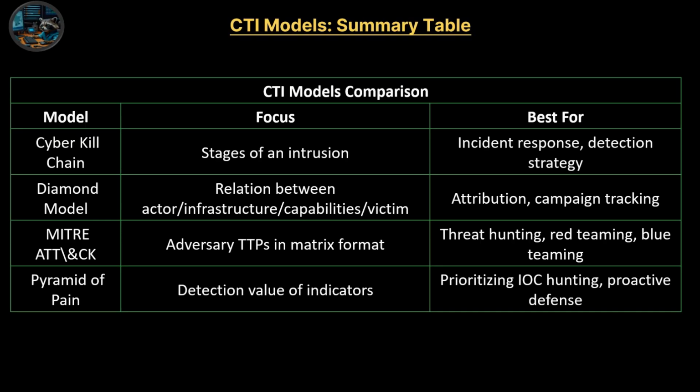So, summary, CTI model comparison. The Cyber Kill Chain focuses on the stages of intrusion, best for incident response, detection and strategy. The Diamond Model gives the relationship between the threat actor, infrastructure, capabilities, and victim, which is best for attribution and campaign tracking. The MITRE ATT&CK framework focuses on adversary TTPs in matrix format, best for threat hunting, red teaming, blue teaming, purple teaming, etc. And then we have the Pyramid of Pain, which focuses on the detection value of indicators, best for prioritizing IoC hunting, proactive defense mechanisms, etc.